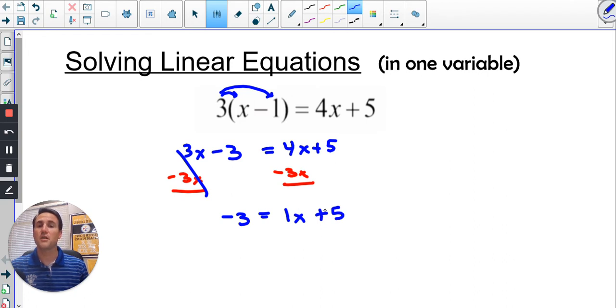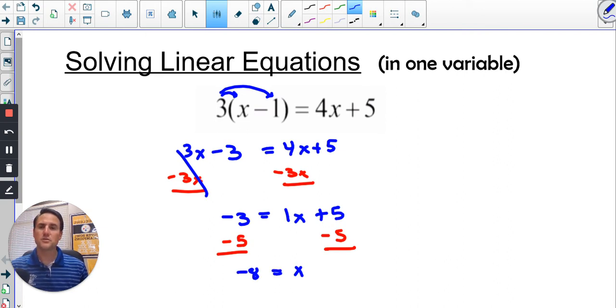Now we want to move the rest of the numbers to the other side of the equation, and to do that we would need to get rid of this 5. We're going to do the opposite of what's already been done, like I did before. So the opposite of plus 5 would be minus 5, right? Minus 5 to both sides of the equation, and the result would be just the 1x equal to negative 8.